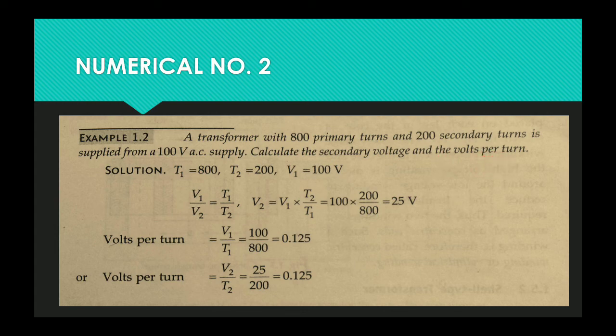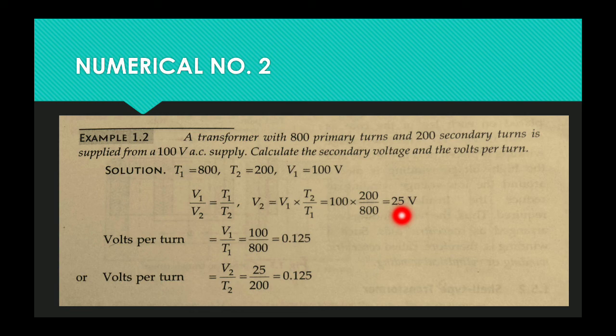So according to this problem, the given data are T1, that is the primary turns, 800, T2, that is the secondary turns, that is 200, V1, that is the supply voltage, that is 100 volt. So we know that V1 by V2 equals to T1 by T2. So V2 equals to V1 into T2 by T1. V1 is 100 volt, that is supply voltage or primary voltage. So 100 into T2 by T1, secondary turns is 200 and primary turns is 800. So 200 by 800 equals to 25 volt.